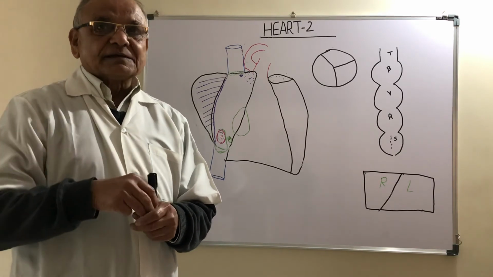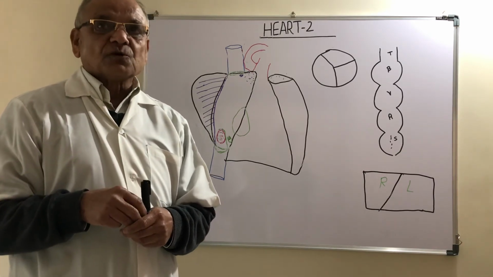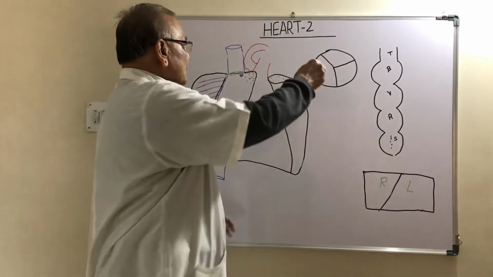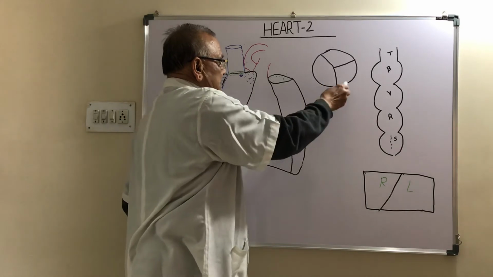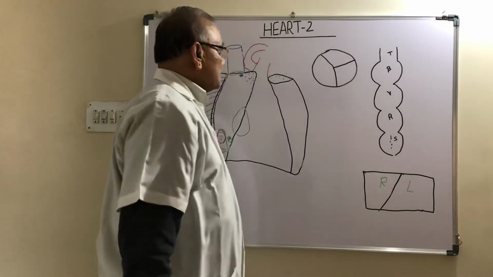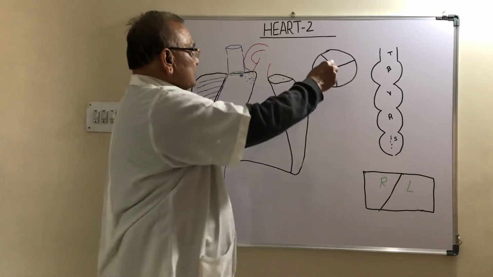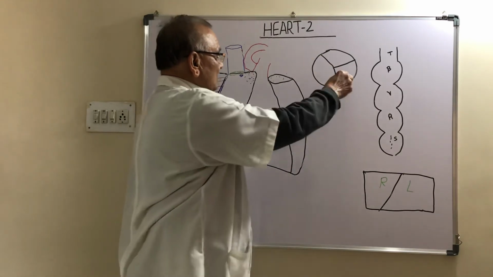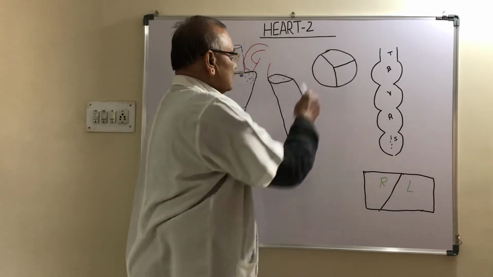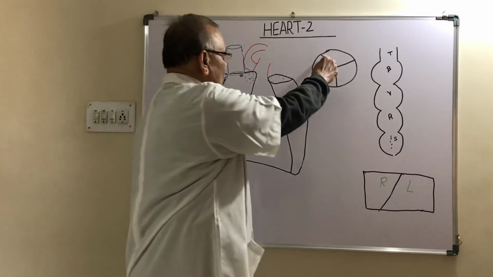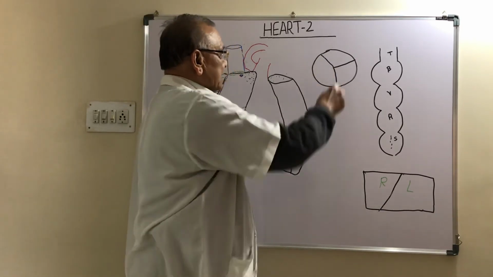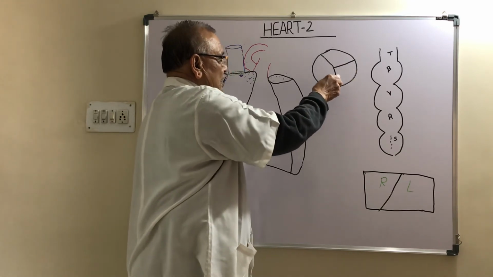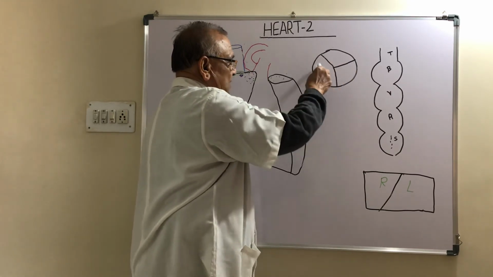And this opening is guarded by 3 valves. See here in the diagram, this is the fibrous ring surrounding the opening. Three valves are there. This is the anterior valve. This is called the inferior or posterior valve. And this is called the medial or septal valve. So anterior valve, posterior or inferior valve, and medial or septal valve.